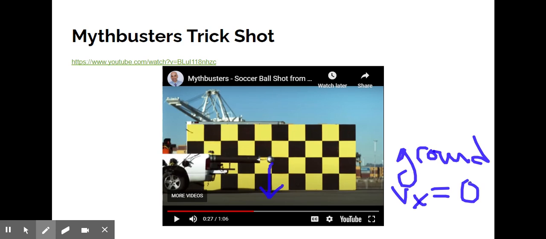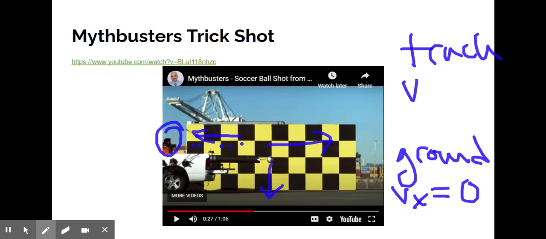Now, if we're thinking about the truck, an observer on the truck watching this happen: the truck is moving this way, the ball is getting shot out of the cannon this way, and from the truck's point of view, the truck is moving along this path, moving away from the ball. So the velocity of the ball with respect to the truck is not 0, it's going to be something not 0.